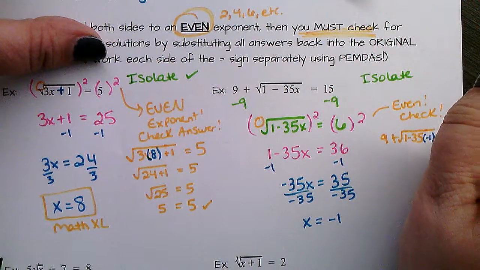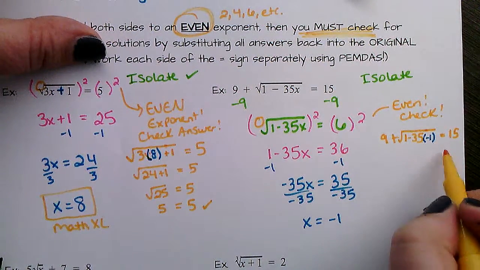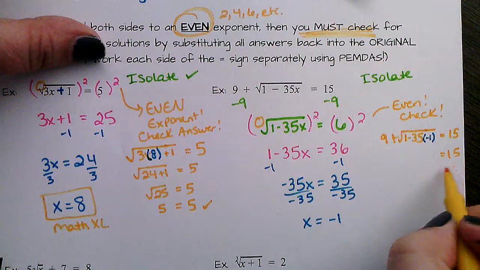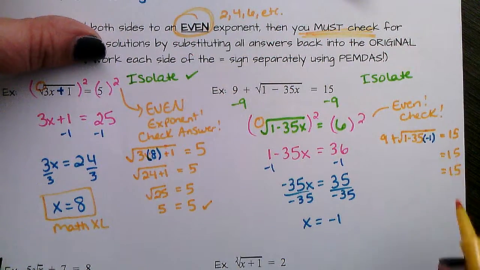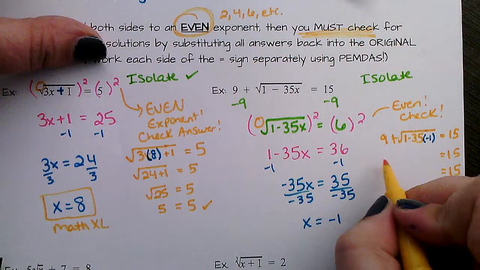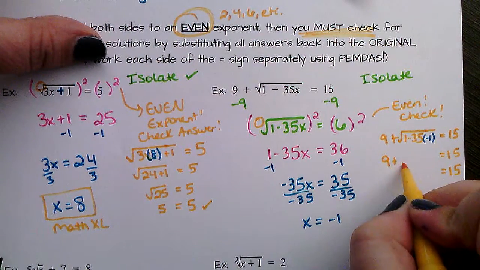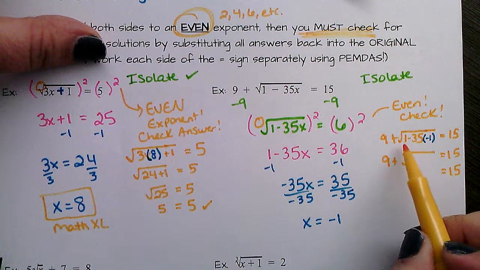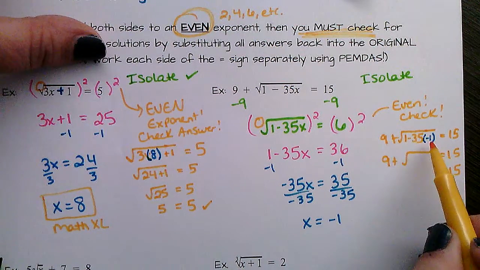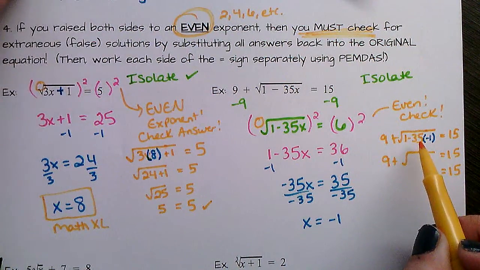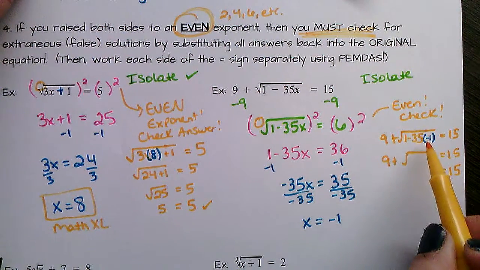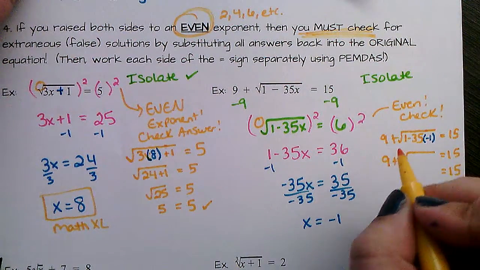That equals 15. Now we learned from the last one that if there's nothing to do on the 15 side, we can just bring it down. This side, though, we need to do some math. So 9 plus, we work underneath the radical first: 1 minus 35 times negative 1. Well, 35 times negative 1 is multiplication, so that has to happen first. So negative 35 times negative 1 is positive 35.